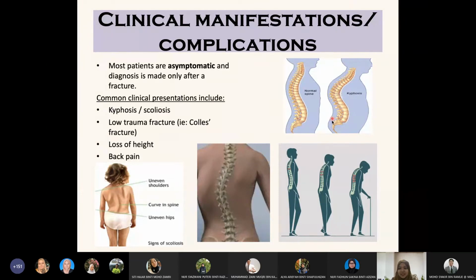I imagine that this is the K, right? Kyphosis, K. Okay, more or less. So because the patient is having a compression fracture here, they can have kyphosis.